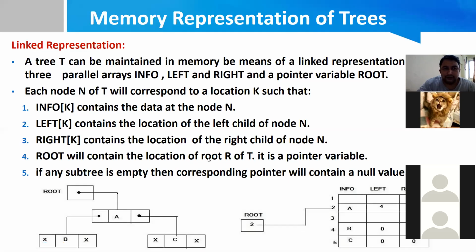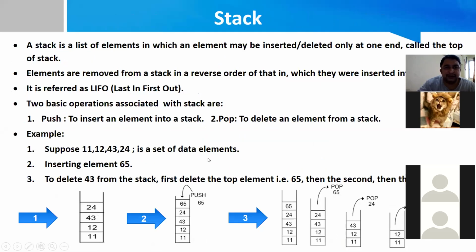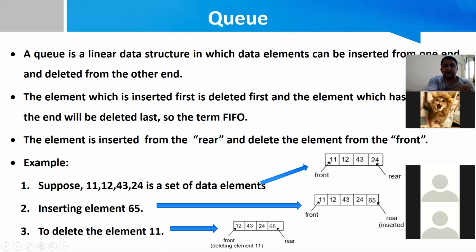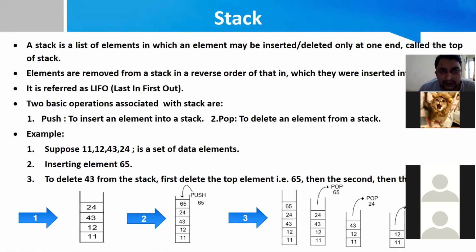Right. So the remaining part is stack and queue. Stack is said to be a linear data structure, and the queue is again a linear data structure. Stack follows LIFO methodology, that is last in first out methodology. The elements will be arranged in the format like this in an array, right? So 11, 12, 43, 24.